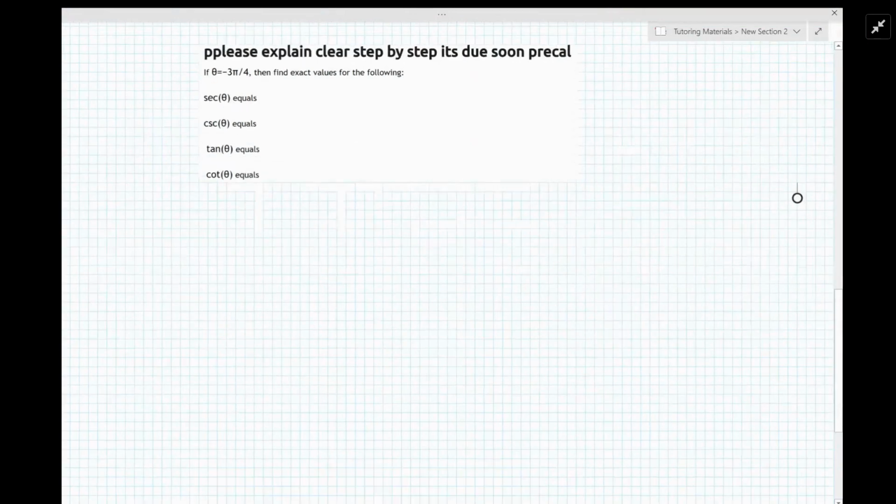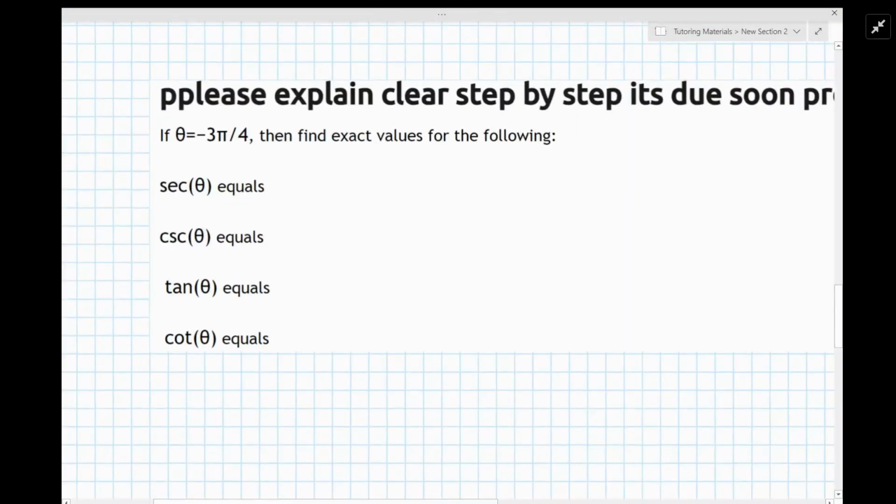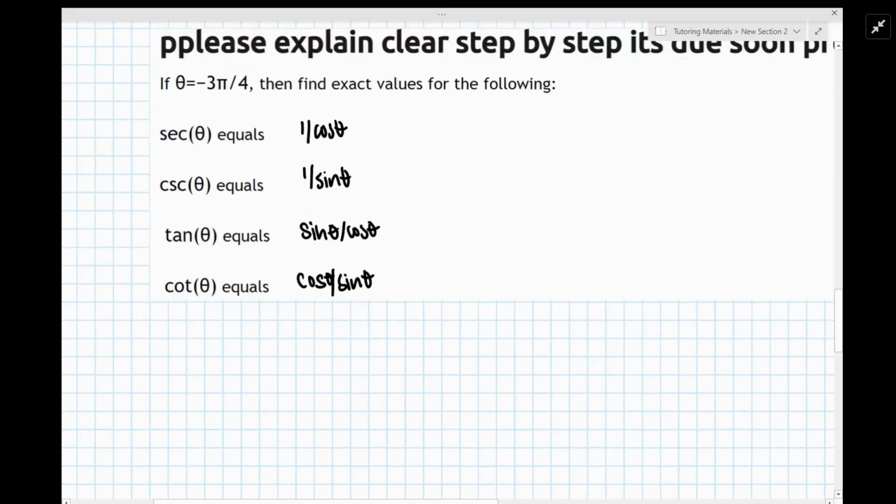All right, so let's start by just knowing what secant, cosecant, tangent, and cotangent are. So secant is 1 over cosine. Cosecant is 1 over sine. Tangent is sine over cosine. And cotangent is cosine over sine. All right, so that's what we have to solve for.